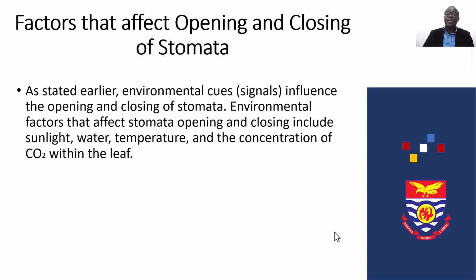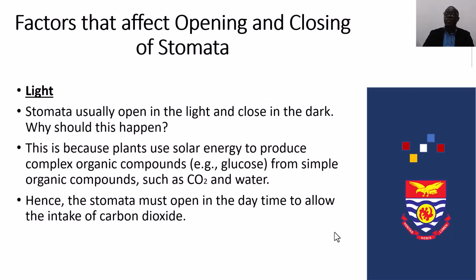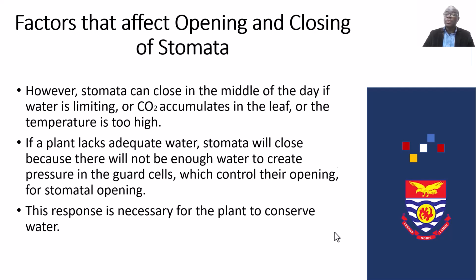So as stated earlier, environmental cues influence the opening and closing of stomata. Environmental factors that affect opening and closing include sunlight, water, temperature, and the concentration of carbon dioxide within the leaf. Light: stomata usually open in the light and close in the dark. Why should this happen? This is because plants use solar energy to produce organic compounds, that's glucose, from simple inorganic compounds such as carbon dioxide and water. Hence, the stomata must open in the daytime to allow the intake of carbon dioxide.